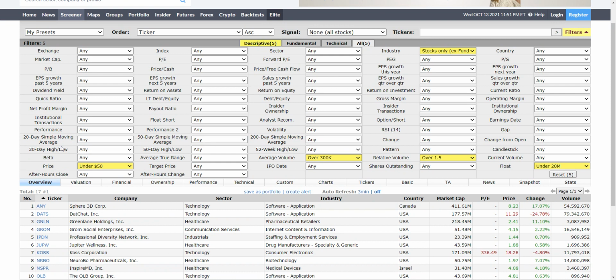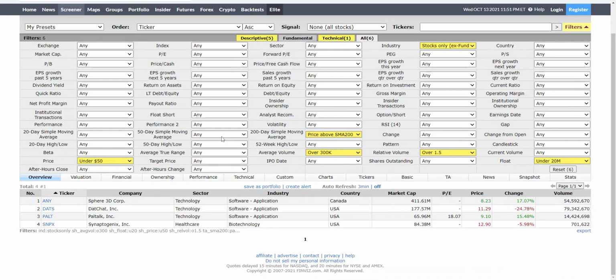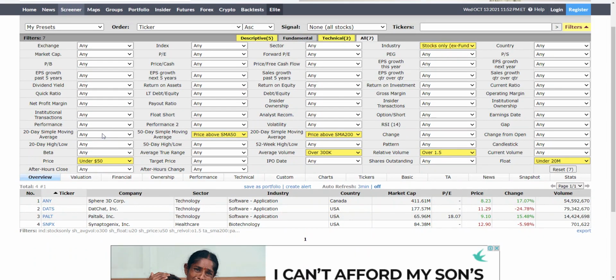the SMAs, or the simple moving averages. Here, for example, what does the 200-day simple moving average mean? It basically gives you the average of the last 200 days' closing prices, and if the price is above the line of the 200-day SMA, it tells me that it's a bullish stock, and vice versa. If it's below it, it's a bearish stock. So the price should be above that. The same thing goes with the 50-day simple moving average, and I always go with the 20-day too.